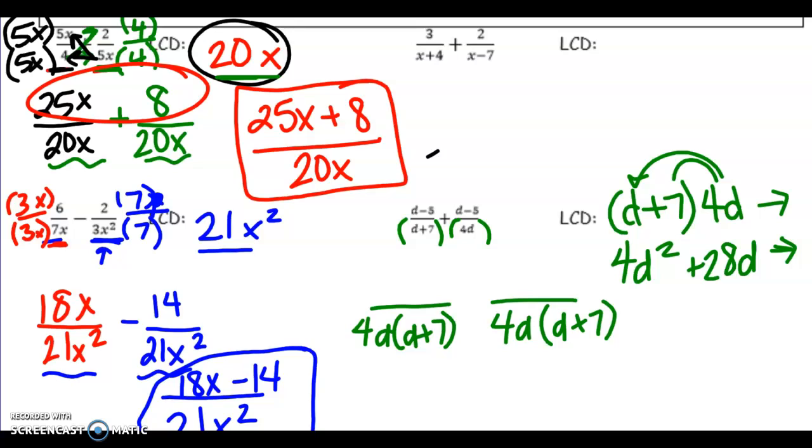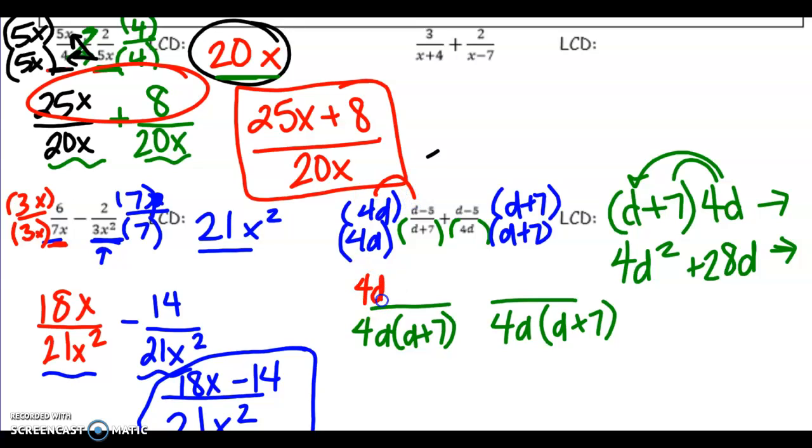On the top, on this one I need to do d plus 7 over d plus 7, and on this one I need to do 4d over 4d. Then I just need to distribute. So that's going to be 4d squared minus 20. And on the other one, we're going to have to actually FOIL it out. Okay, in order to combine my like terms, I do need to FOIL.